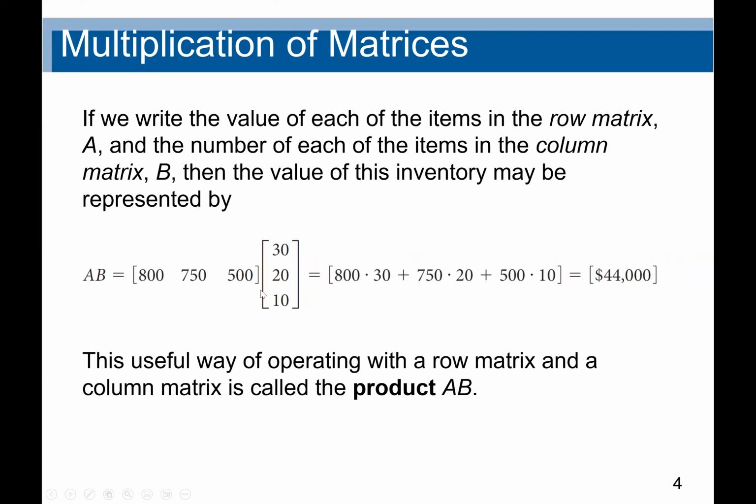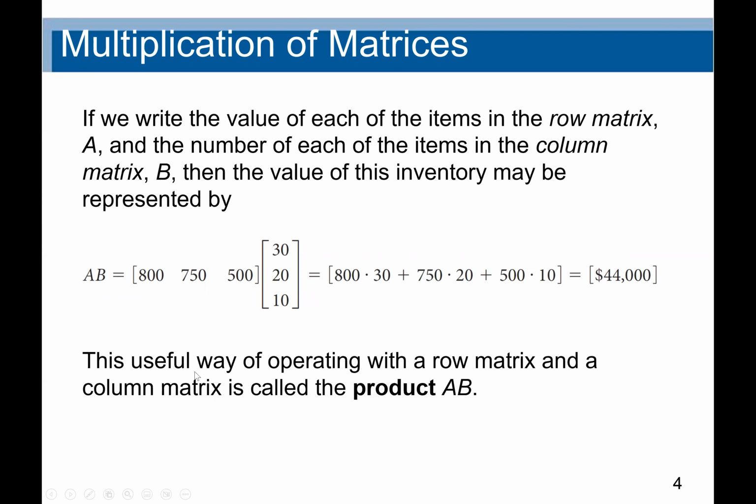Now, in order to multiply matrices, the number of columns in the first matrix must equal the number of rows in the second matrix. Here we have 3 columns for matrix A and 3 rows for matrix B, so we can do the multiplication. We multiply 800 times 30, then 750 times 20, then 500 times 10, and add all of them together. The total will give us again 44,000.